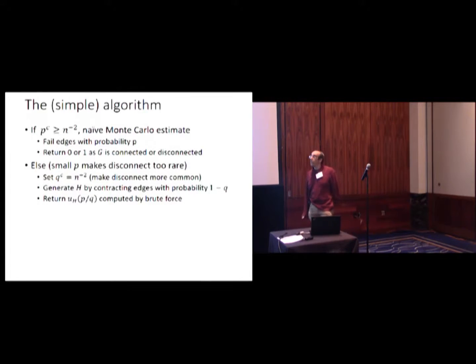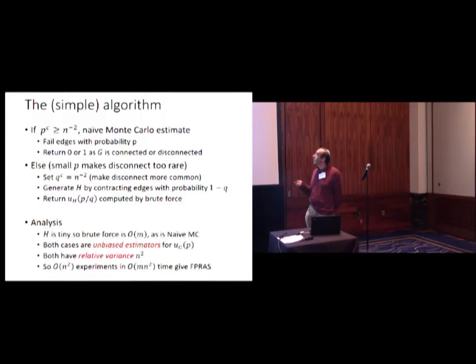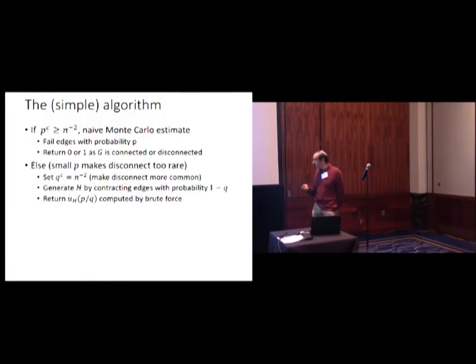If the failure probability is reasonably large, then you estimate it in the most obvious possible way, which is you run a bunch of experiments failing the edges and see how often the network disconnects. On the other hand, if the failure probability is small, you use this two-step procedure, where first you set this parameter Q to be at the threshold that I mentioned on the previous page. And that makes the graph more likely to disconnect at this threshold than at this small value P.